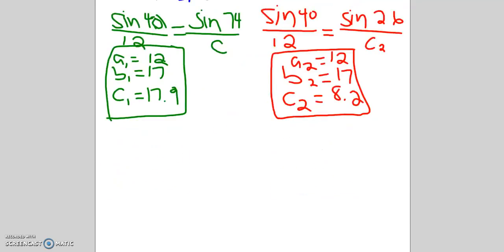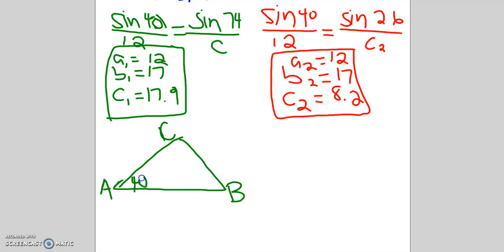So let's just draw what those triangles would look like so we can kind of see how this worked out. So our first triangle ended up looking something like this. We actually had angle C up here and then B over here based on our first diagram. And then this was 40, 74, and 66. This was 17, 12, and 17.9.